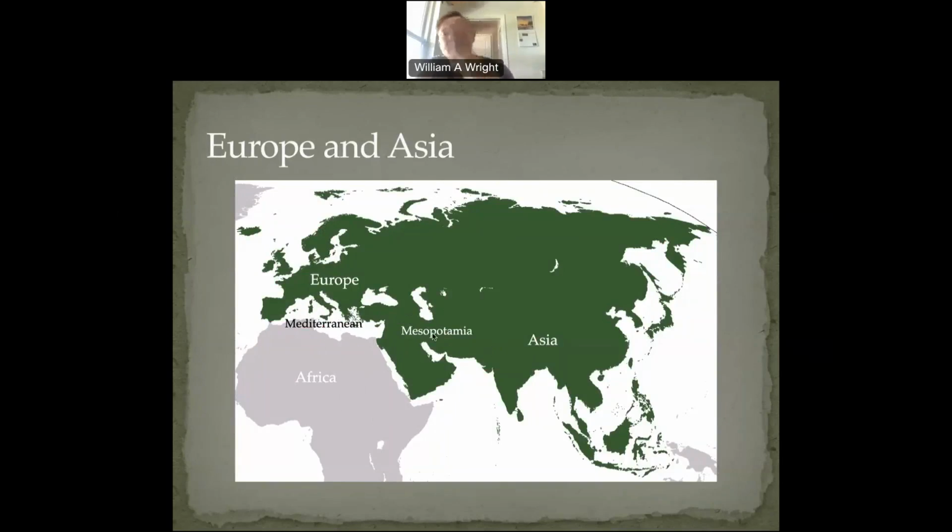And then today we're going to continue to move eastward. We're going to go from west to east. So we're going to start with India today, and then we're going to cover China and Japan in the chapter 19 slides.